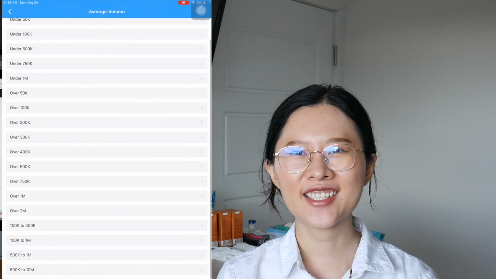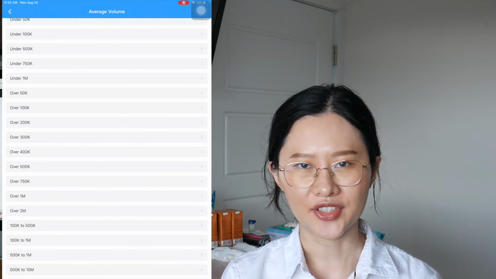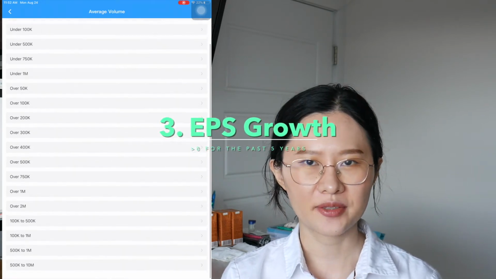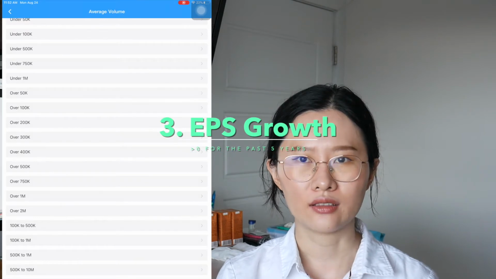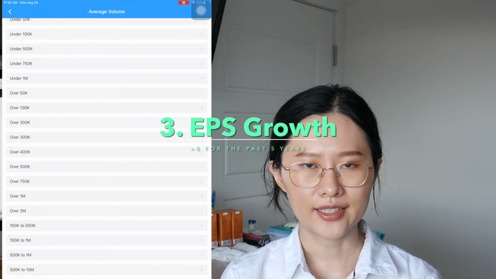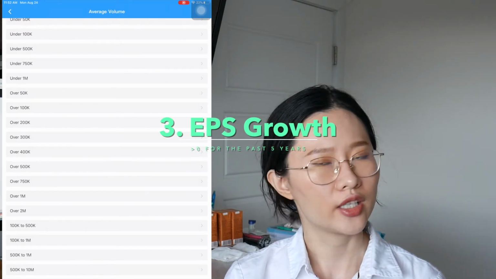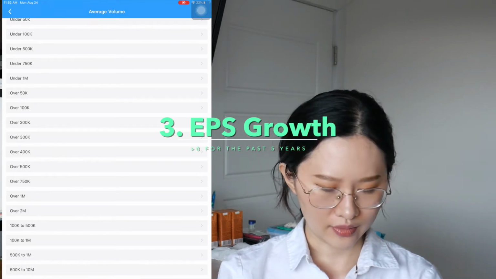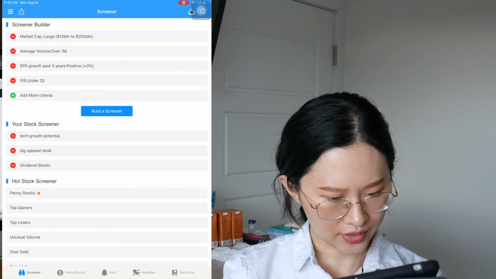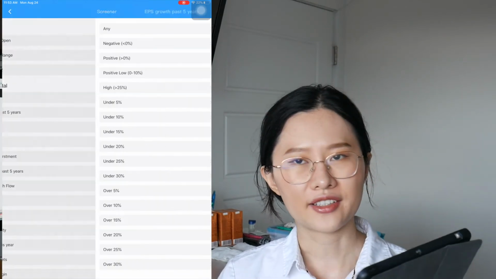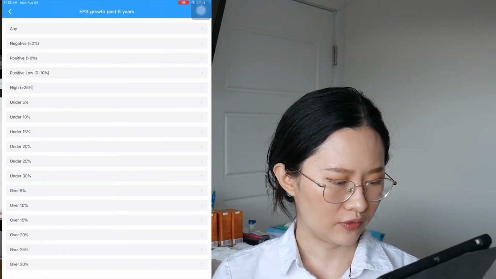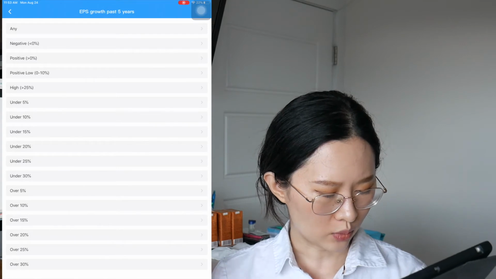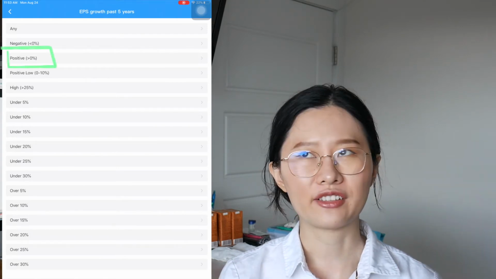After that, the third criteria I will look at is EPS, earnings per share. I will look at earnings per share that is growing continuously over the past 3 to 5 years. In this scanner, for EPS, earnings per share growth, there are certain options like positive, under 20%, over 20%, or some other factors.